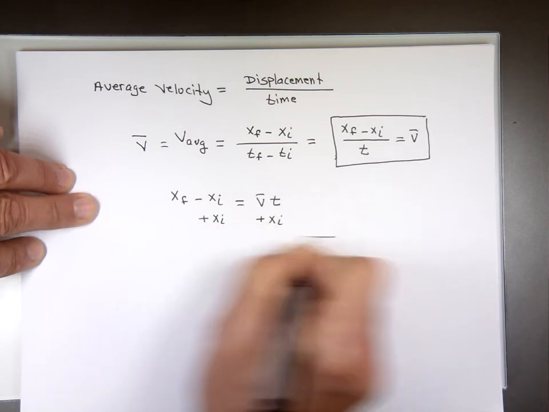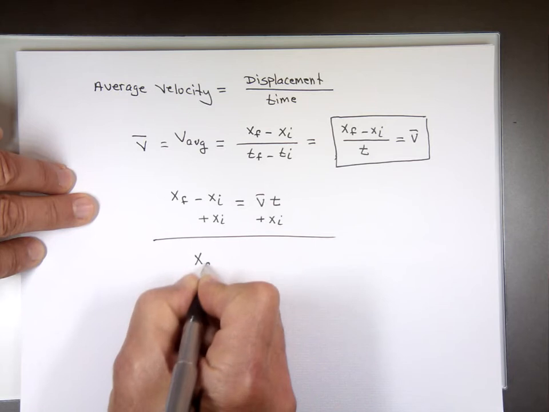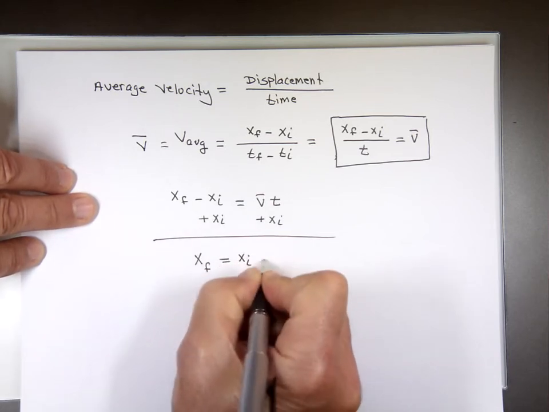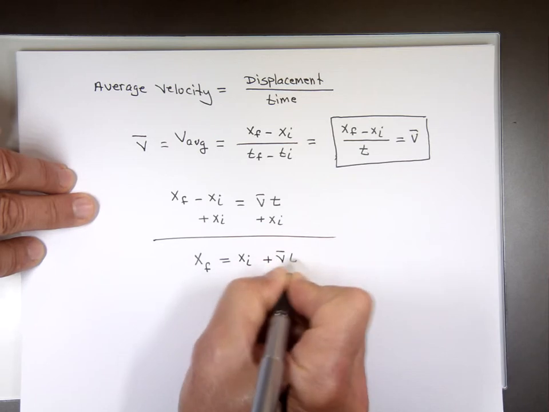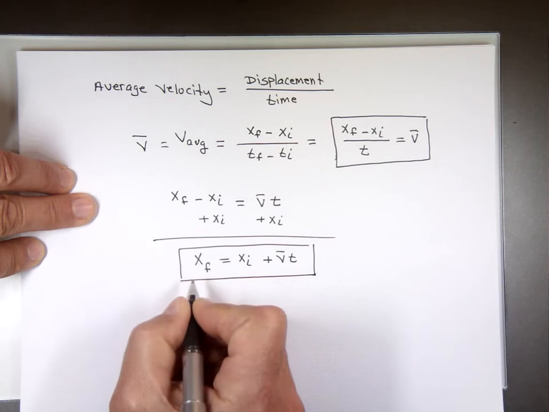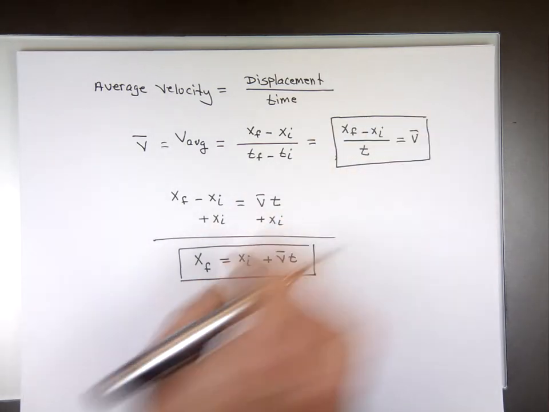There are 4 equations we're going to be looking at. This is one of them. It's xi plus v average times t. That is the first equation. This is really the same as this. It just looks different.